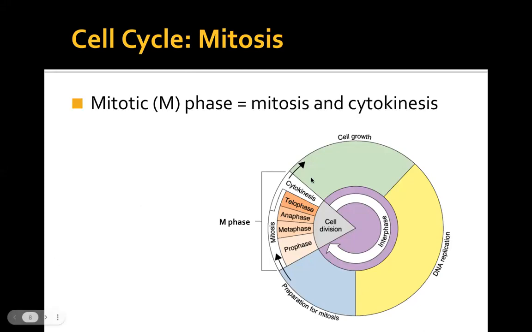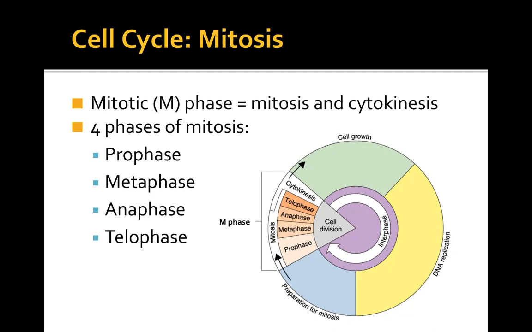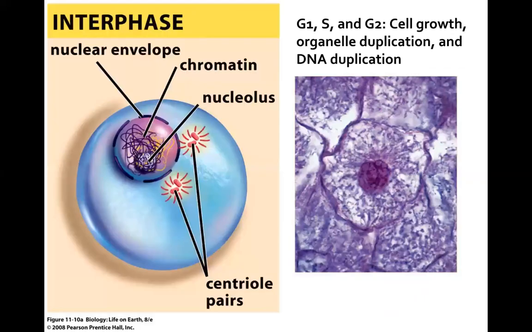So when we're talking about the mitotic phase, that's really what we're discussing here, mitosis and cytokinesis. It turns out mitosis itself can be split up into 4 even smaller phases: prophase, metaphase, anaphase, and telophase. So we're going to walk through each of those steps individually, and then we'll discuss cytokinesis.